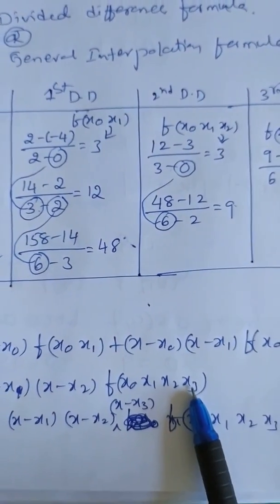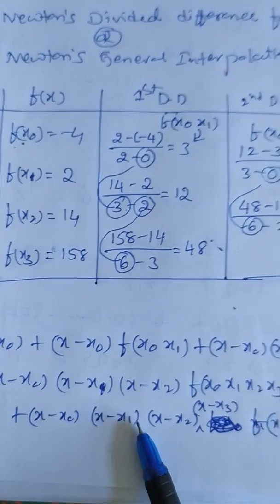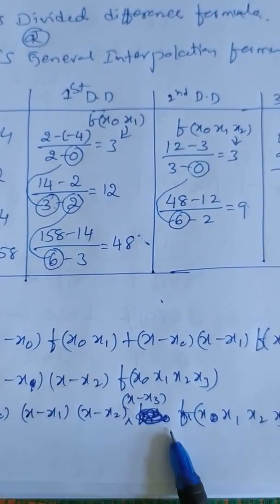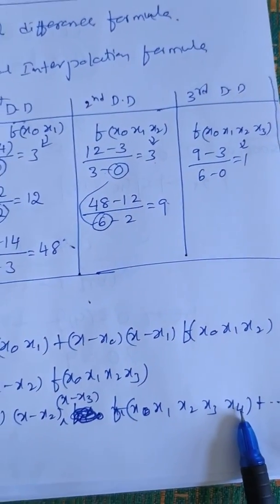Can you guess the next term? Next term is (x minus x naught)(x minus x1)(x minus x2)(x minus x3), one more term, multiplied with f of x naught, x1, x2, x3, x4, the fourth divided difference.